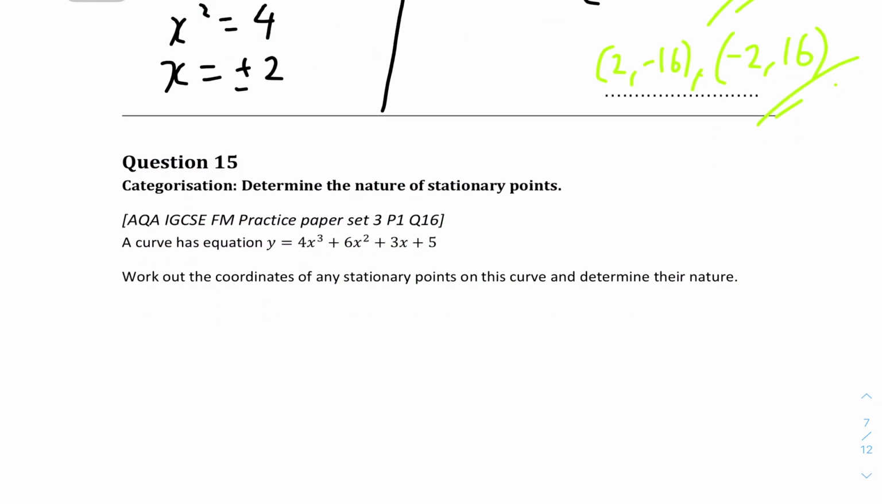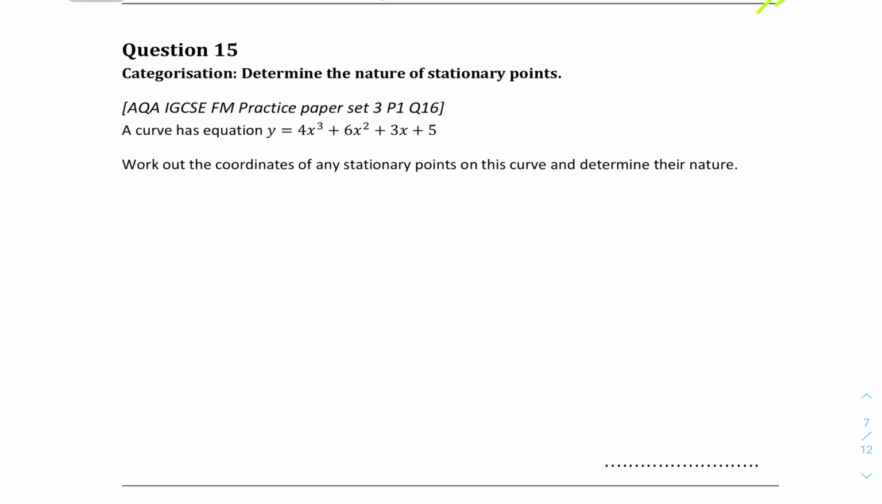And question 15. A curve has equation y equals 4x cubed plus 6x squared plus 3x plus 5. Work out the coordinates of any stationary point on this curve and determine the nature. We actually haven't come across determining the nature, and I'll talk about this in the next lesson, but I'll just go through it slightly.